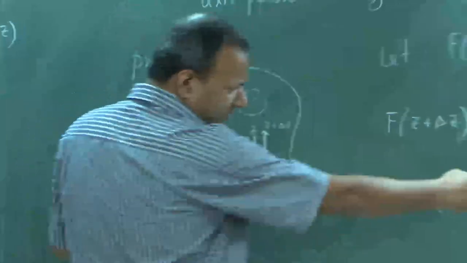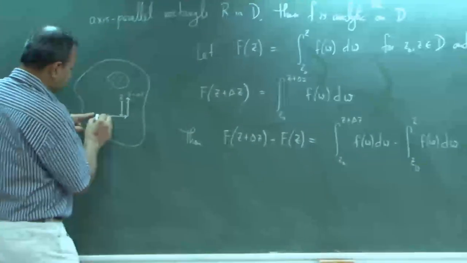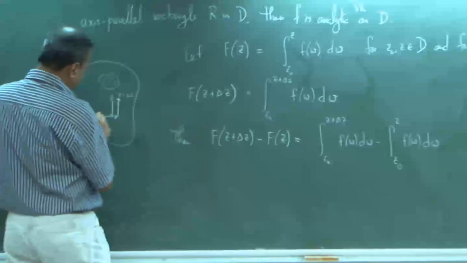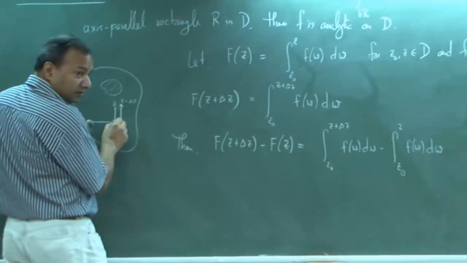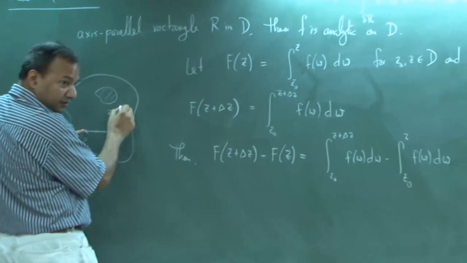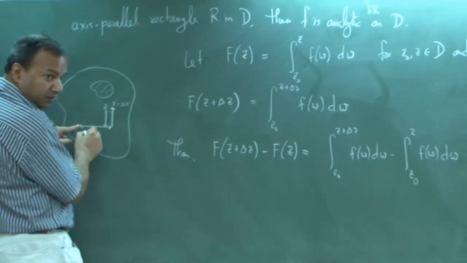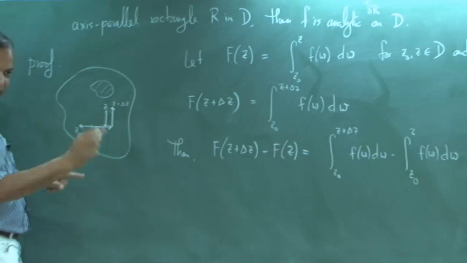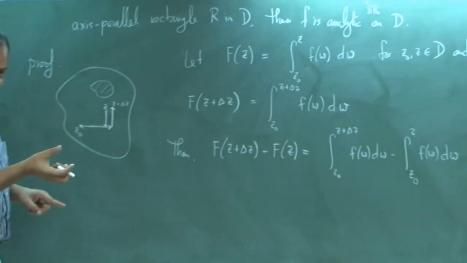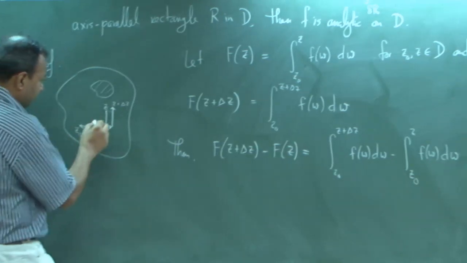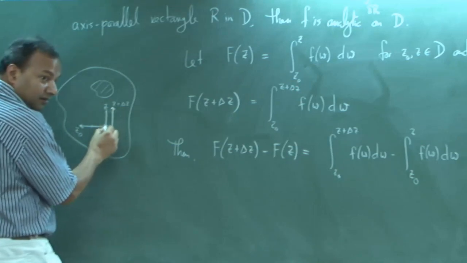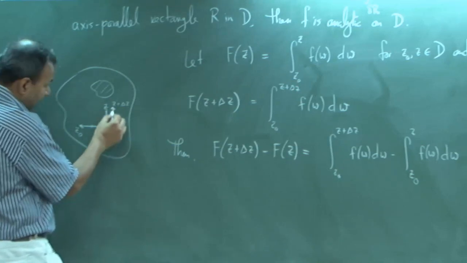So, I can split this integral, that is easy. To split this integral, the first one is going from here to here, then here to here and then going up there. The second one is coming down from here to here and then going from here to here. So, these two parts cancel each other out, right. So, what is left is coming down from here to here, then going from here to here and then going up.